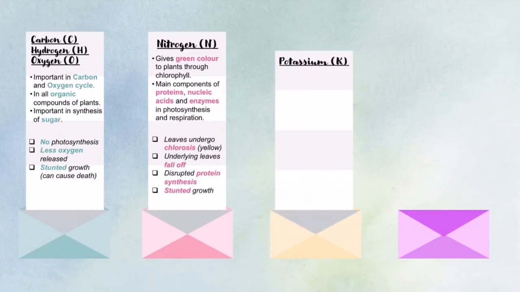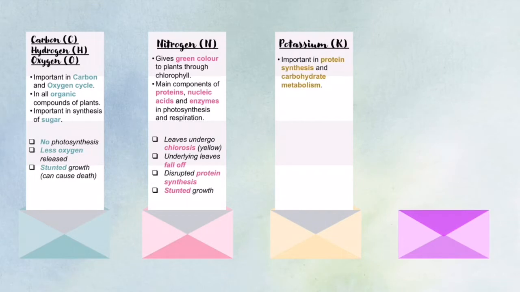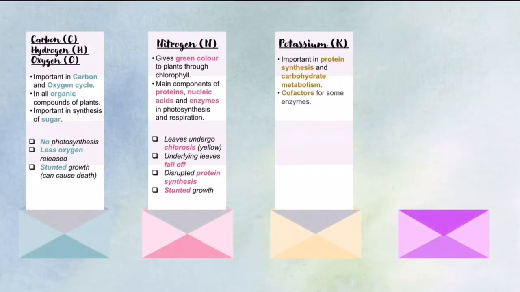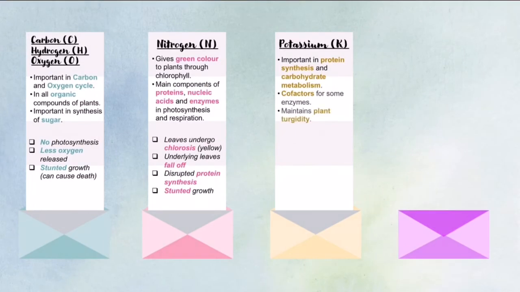Next, we have potassium. Potassium is important in protein synthesis and carbohydrate metabolism. It also acts as a cofactor for some enzymes, and it also helps to maintain plant agility. Without potassium, protein synthesis will be disrupted, the edges of leaves will become yellowish, and premature death of plants will occur.